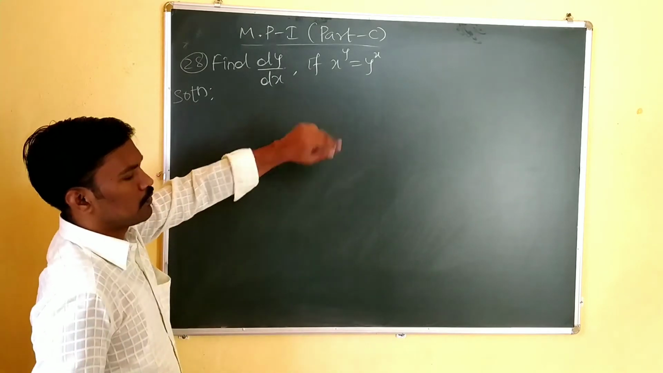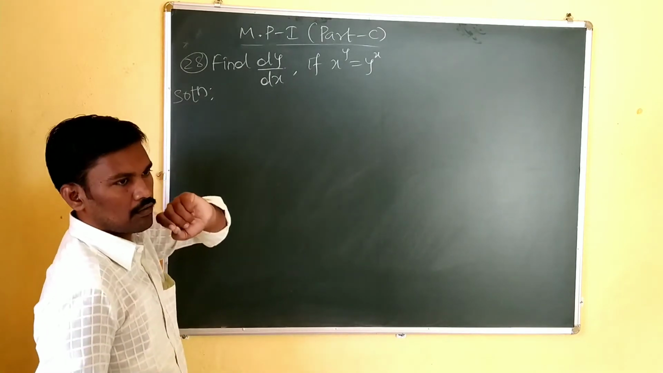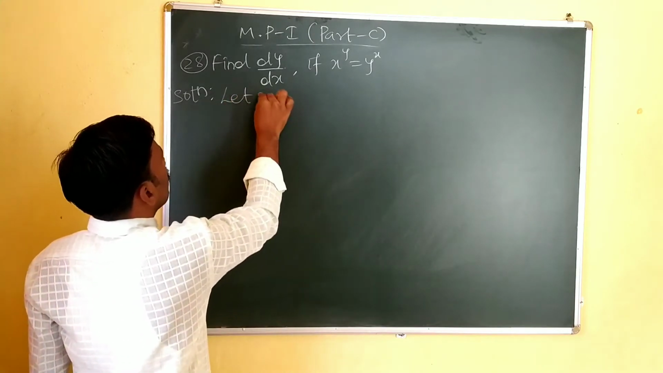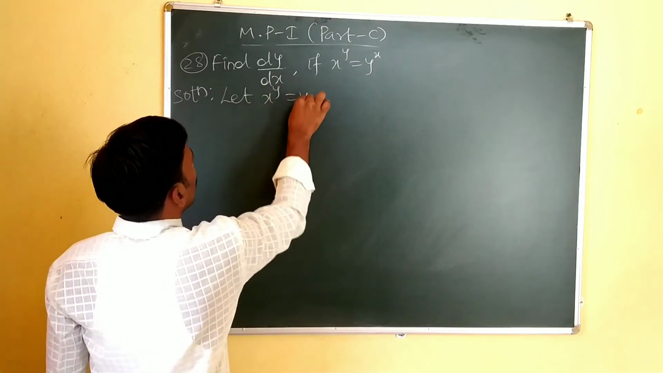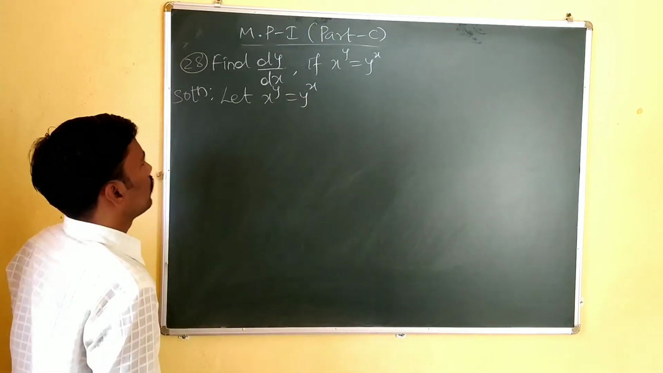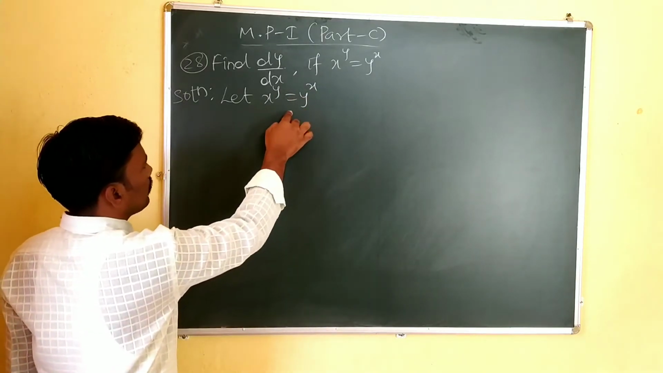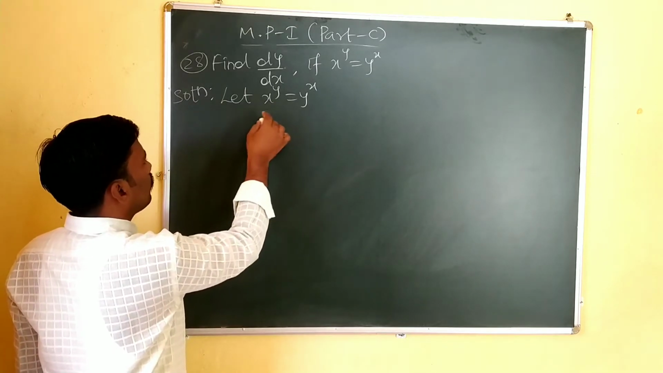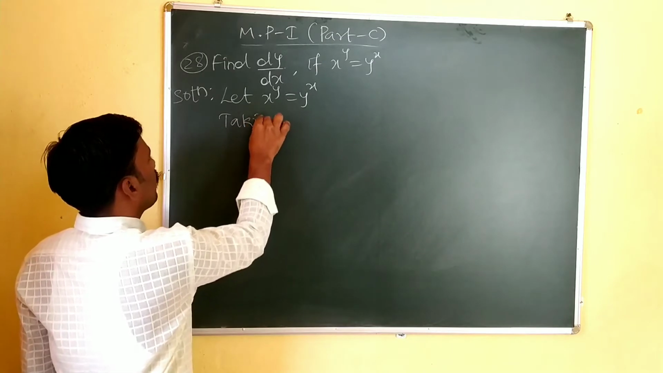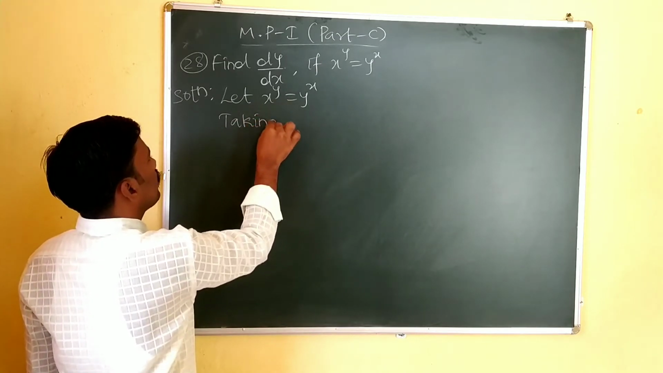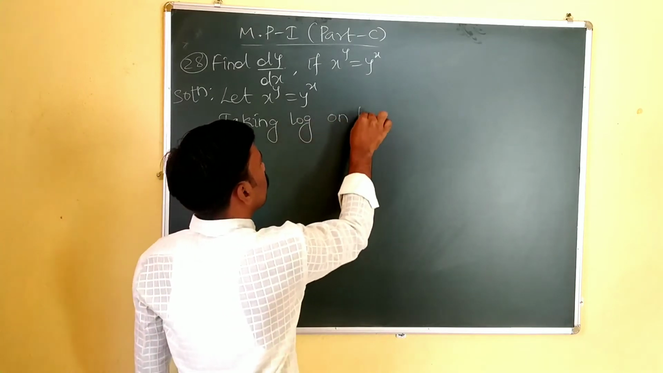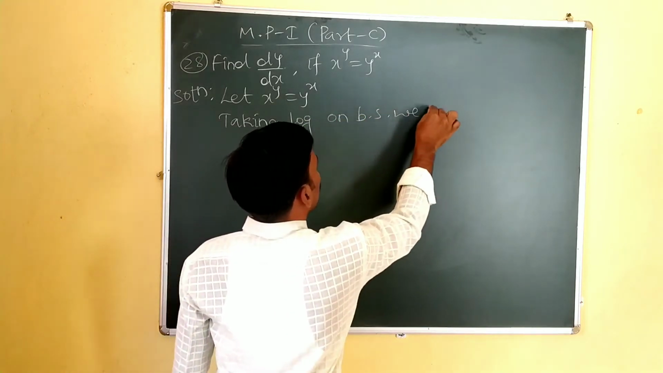So when exponential functions are given like this, you must use log. So now let us consider the given function. Let x to the power of y is equal to y to the power of x. On both the sides we are having exponential function. So that is why apply log. Okay, taking log on both sides, very important. Without log we are unable to differentiate this function. Taking log on both the sides we get it.